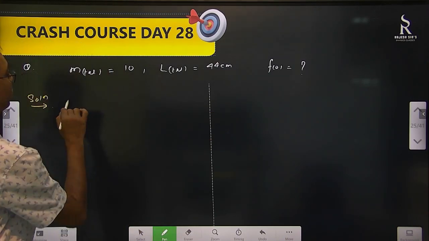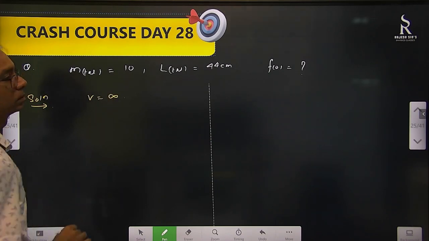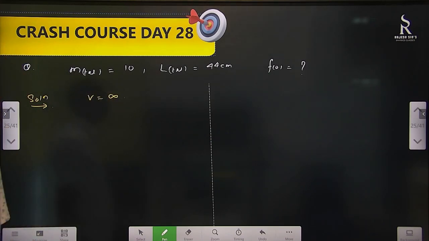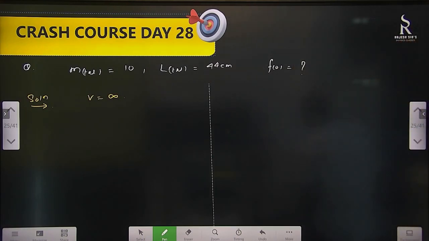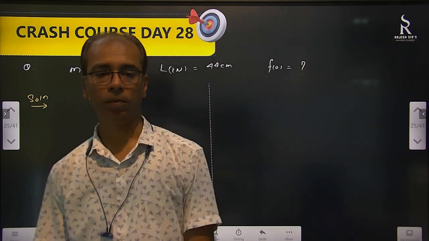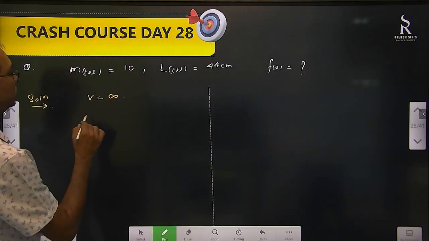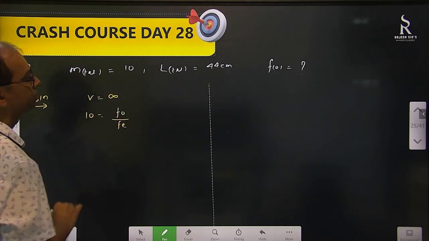So magnification of telescope. First I am saying that V is at infinity. The final image is forming at infinity. That means magnification is FO by FE. So 10 equal to FO by FE first.